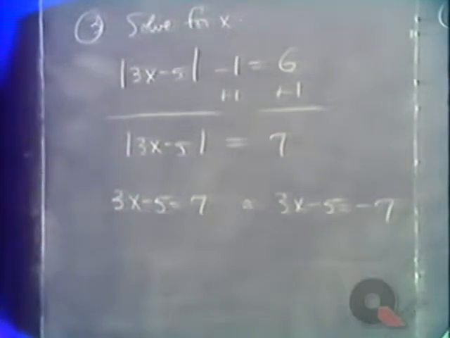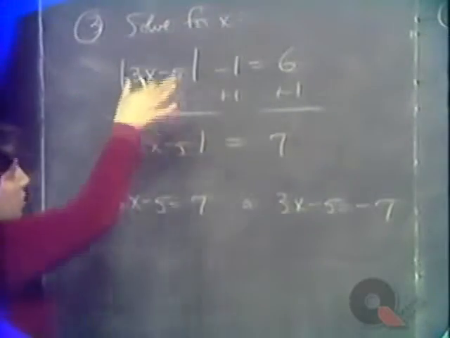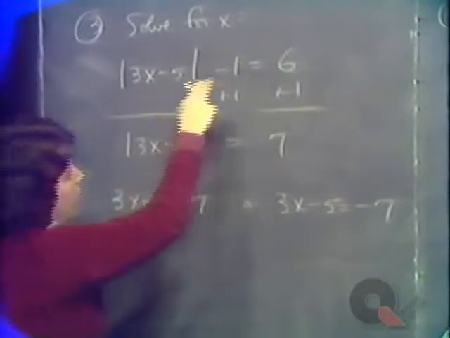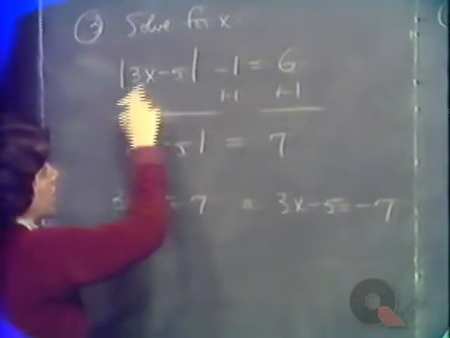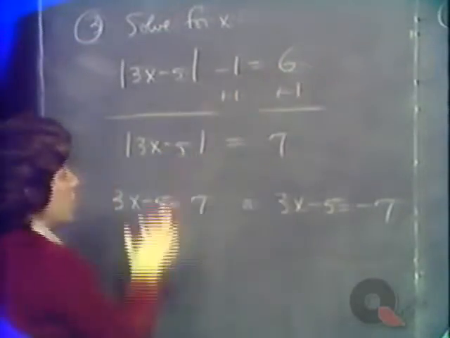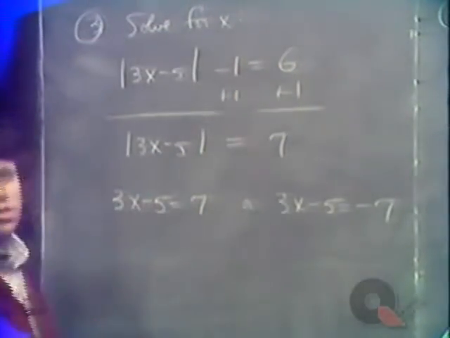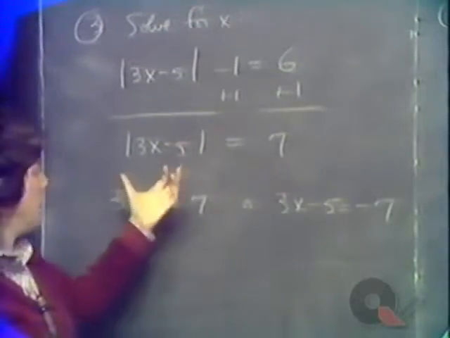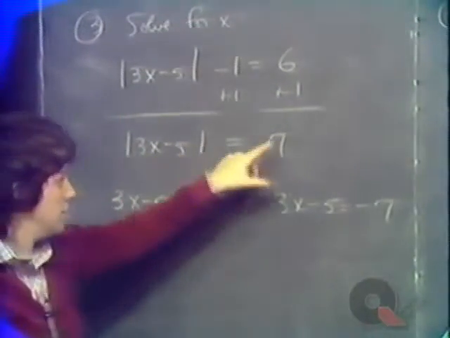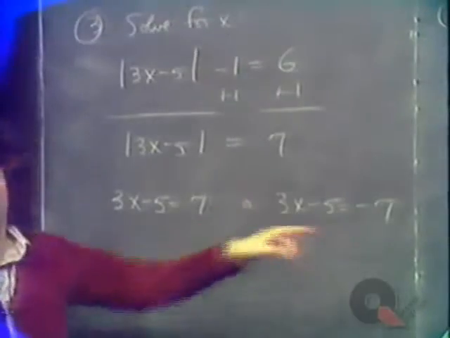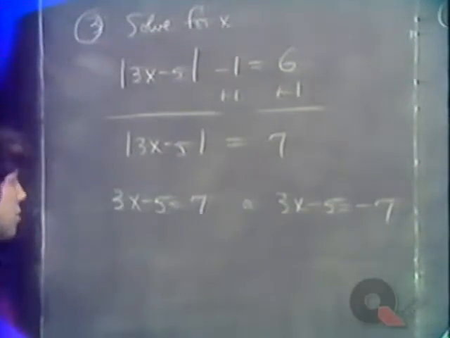Now, don't feel that you can do something like this to begin with. You can't say 3x minus 5 minus 1 is 6, or 3x minus 5 minus 1 is minus 6. It's only when you have the absolute value isolated on one side that you can make this statement. If a number without its sign is 7, then it's either 7 or minus 7 originally. But it has to be isolated first.